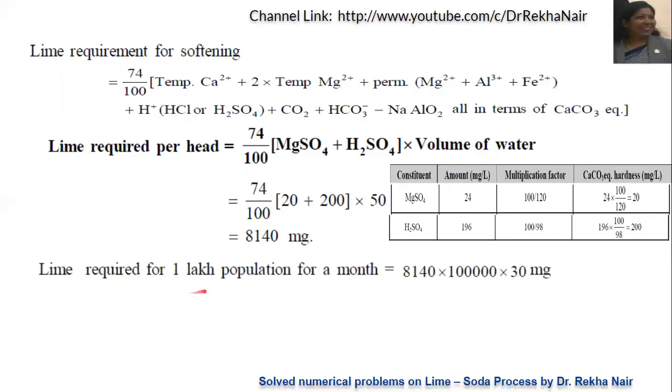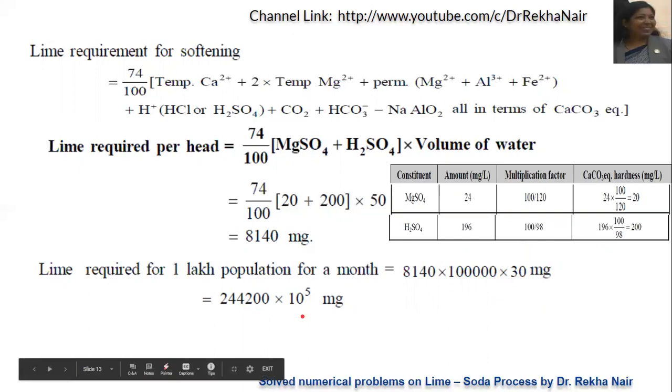But the population is 1 lakh. So for the population of 1 lakh, we can multiply it with 1 lakh. That is 8140 multiplied by 1 lakh. For a month, there are 30 days. So I have multiplied it with 30. For the month of April, it is specified that it is April, so there are 30 days in April. The amount will come out to be in terms of milligram. So it is 244,200 multiplied by 10 to the power 5 milligram and 24420 kg.